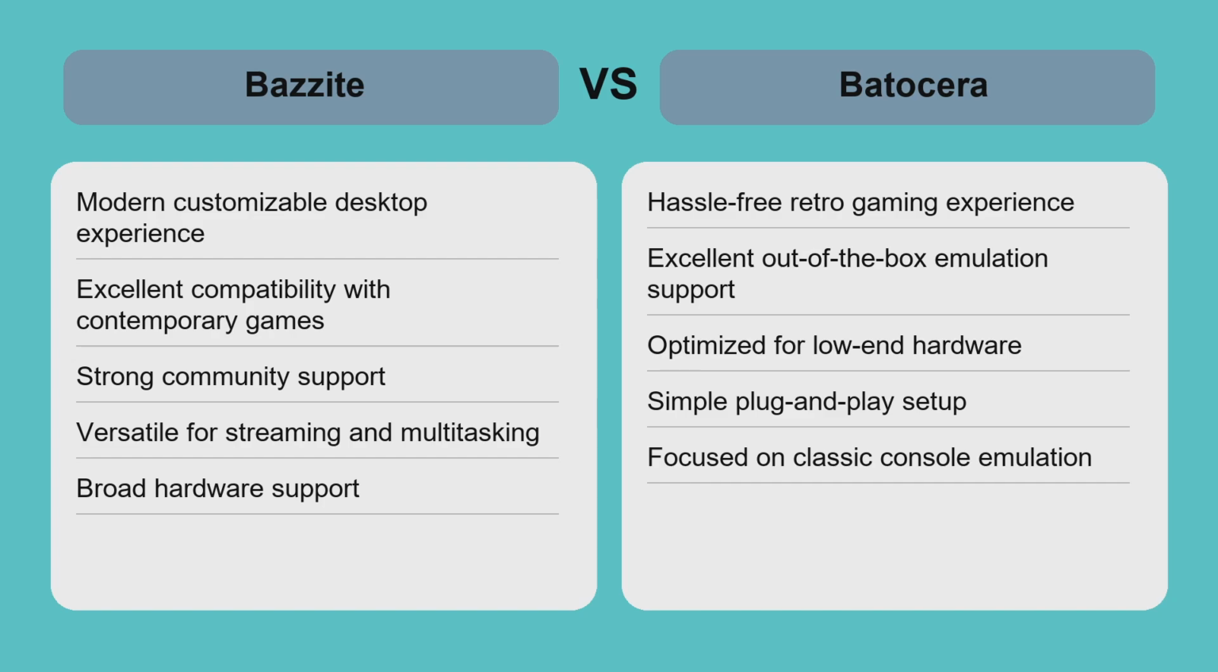Batocera, on the other hand, excels as a dedicated retro gaming OS with a simple interface and minimal setup. It shines on low-spec hardware and is perfect for those focused on classic console emulation. The trade-off is less versatility for non-gaming tasks and limited support for new games. Choosing between them depends on whether you want an all-in-one gaming desktop or a specialized retro gaming machine.